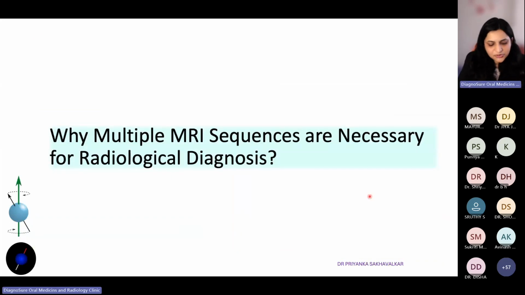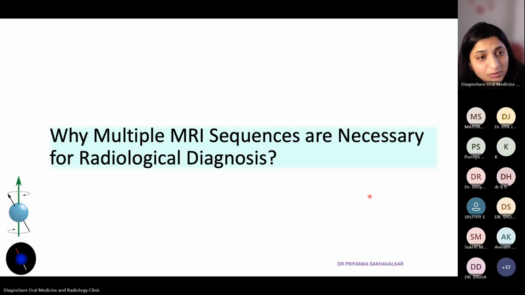Now we have studied so many sequences, and why are multiple MRI sequences necessary for radiological diagnosis? While working on my PhD research, I worked on brain cancers and I observed that radiologists always reviewed all the sequences to diagnose the tumors. They never relied on just one sequence. And let's see why it was important to study all the MRI sequences.